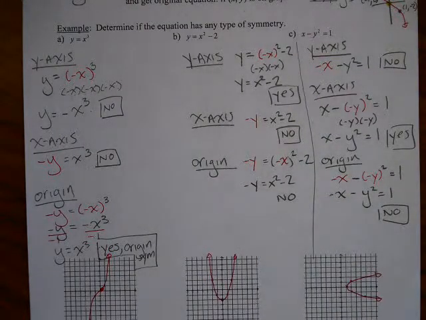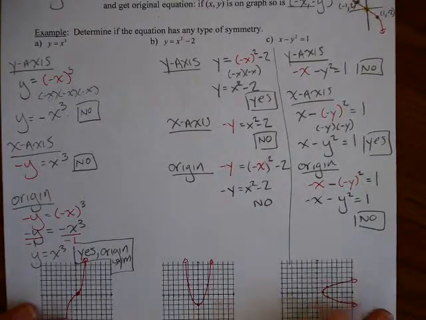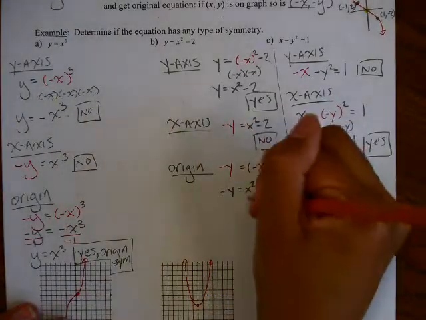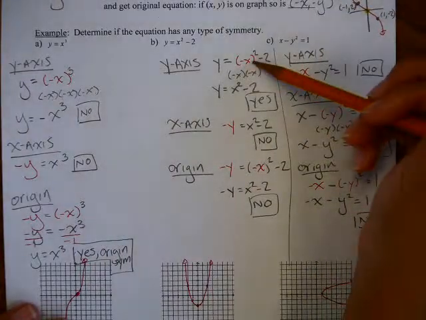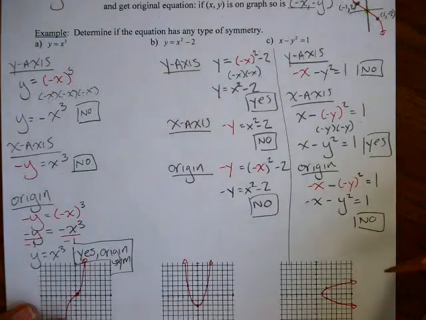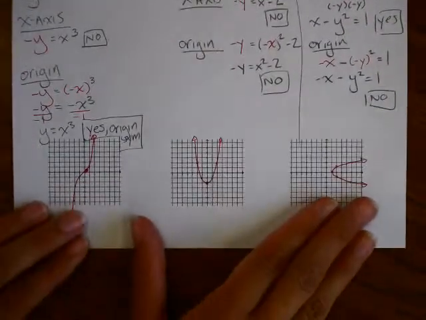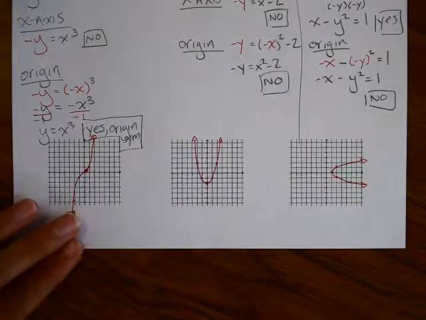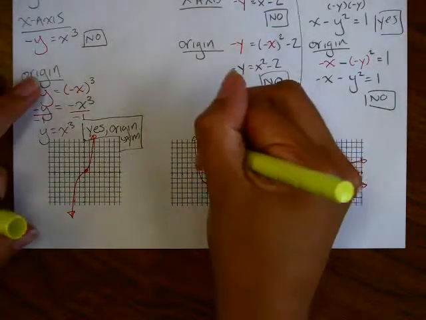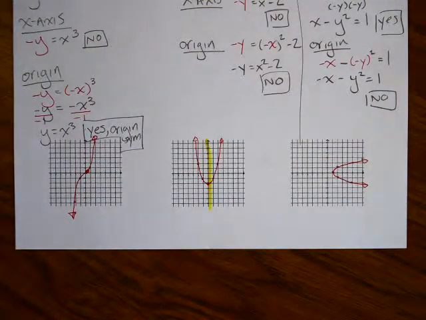Okay, I've already worked these out here. So B, we should have that this graph has y-axis symmetry. Make sure that we have our negative x squared, so a negative times a negative gives us positive x squared. The graph is a parabola. The y-axis splits it right down the middle, so there's the y-axis symmetry.